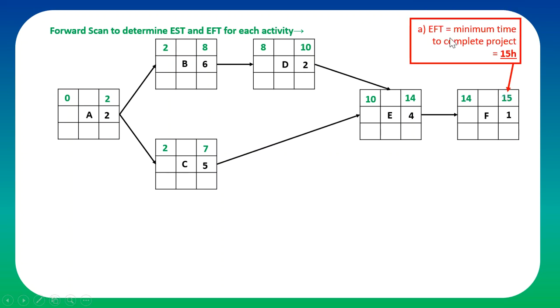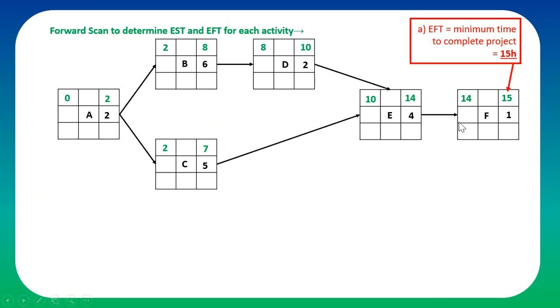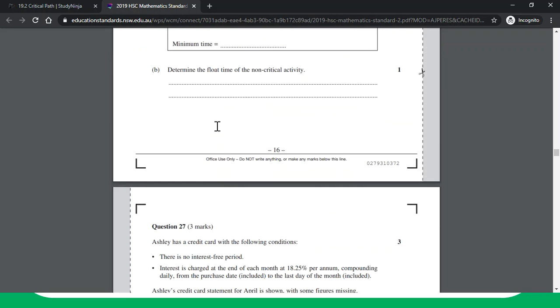Now, part A, this is the answer to part A, because part A was asking you to determine the minimum time for the project to be completed. So the earliest the project can be completed is 15 hours. You cannot finish it before 15 hours. Now, coming to the second part of the question.